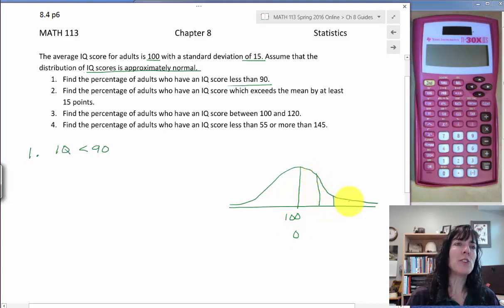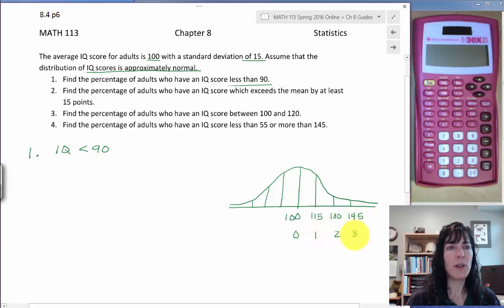And then there's 1, 2, 3 standard deviations. So 15, that'll put this at 115, 130, 145, 1, 2, and 3, and subtract off 15, that'll give me 85, 70, and 55, -3, -2, -1, and 0.